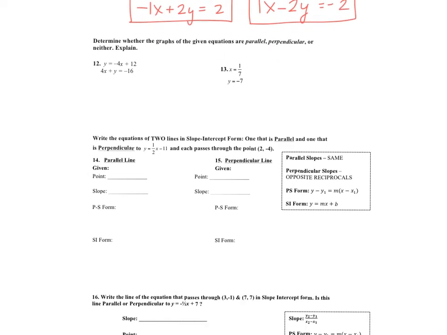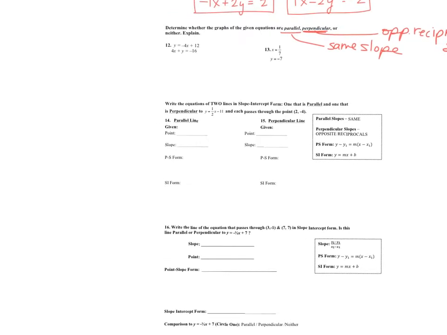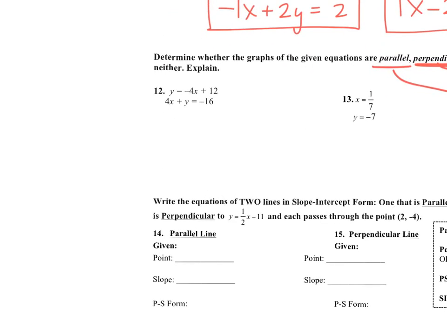Okay. All right, then it is parallel, perpendicular, or neither. If they are parallel, it's because they have the same slope. If they are perpendicular, it's because they are opposite reciprocal slopes. Okay. So if you look at this problem, this one is in slope-intercept form. So I know my slope here is what? Negative 4. This is your slope.